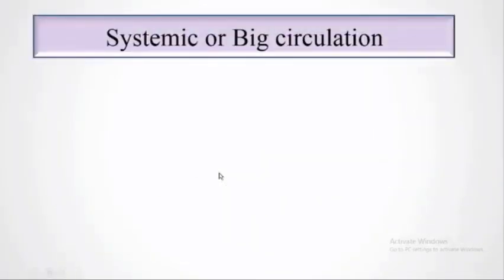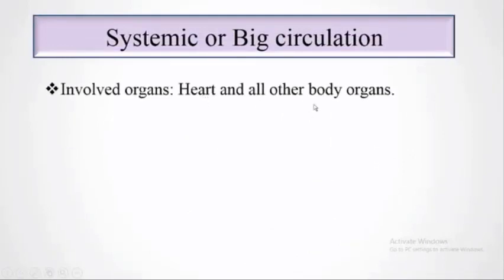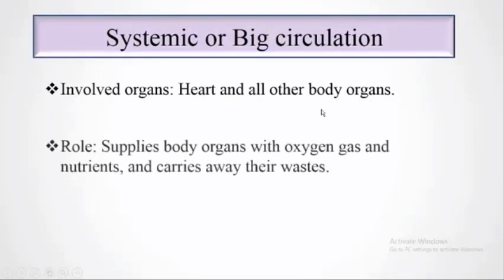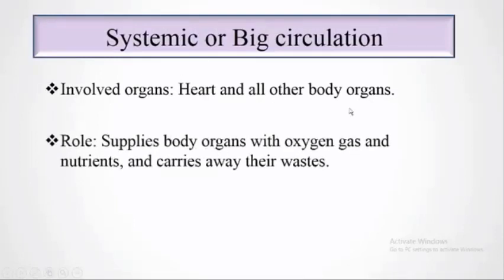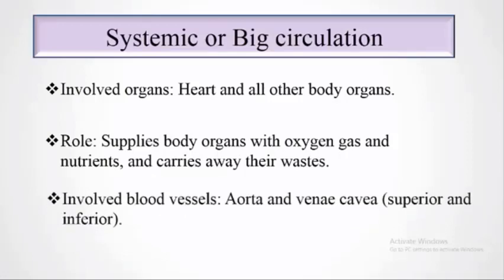Starting with the systemic circulation, or the big circulation, it happens mainly between the heart and all the body organs. The objective of this circulation is to supply these body organs with oxygen gas and the nutrients, and at the same time it carries away their wastes. The blood vessels involved in this circulation are the aorta and the 2 venae cavae, the superior and inferior.